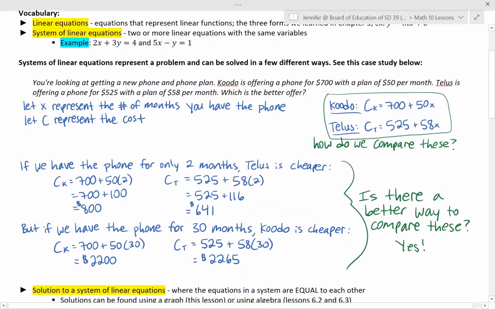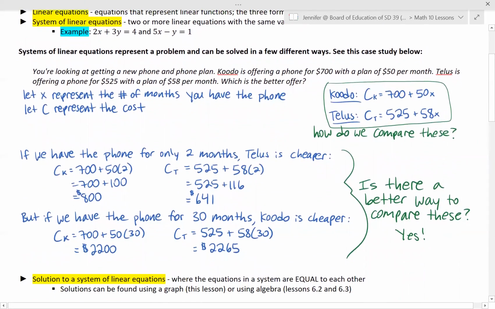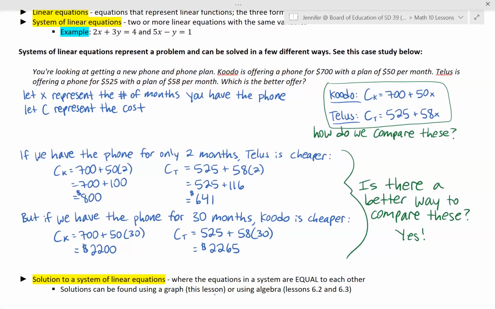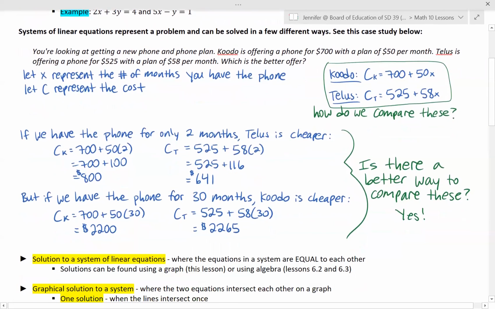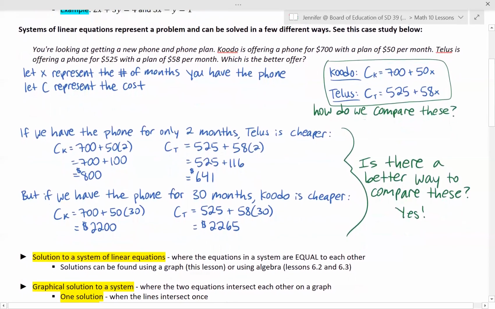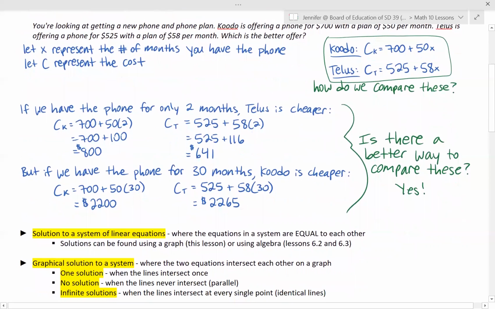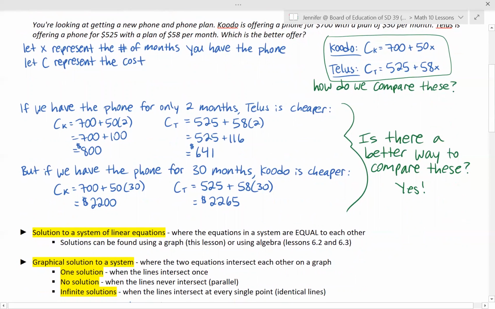And this is where systems of linear equations come in handy. A solution to a system of linear equations is where the equations in the system are equal to each other. And there's many ways we can find this solution to the system. Today, we're going to learn how to solve it using a graph. And then in the next 2 lessons, we'll learn how to solve them using algebra. So a graphical solution to a system is where the two equations intersect each other on a graph or where they cross. And there's 3 situations when you have graphical systems, 3 possible solutions.